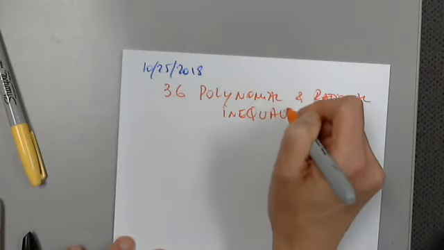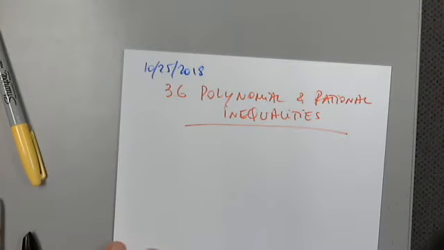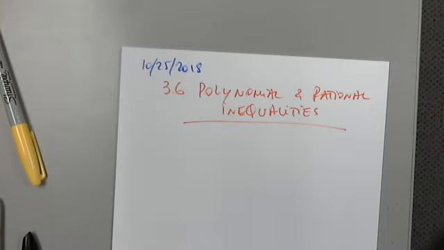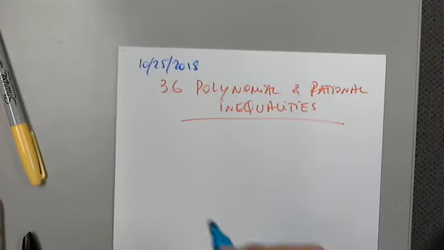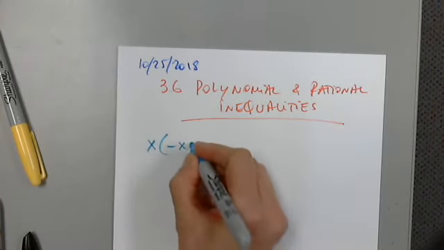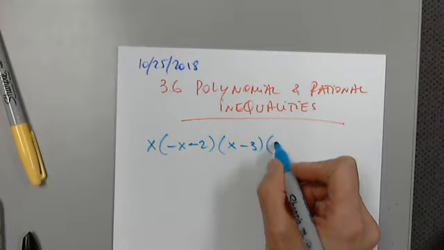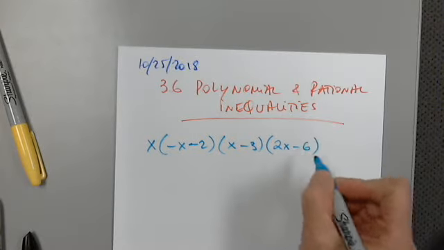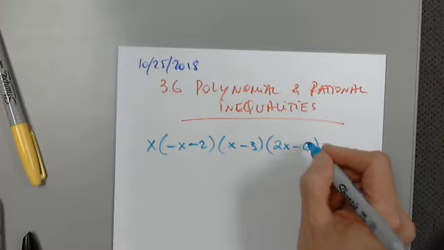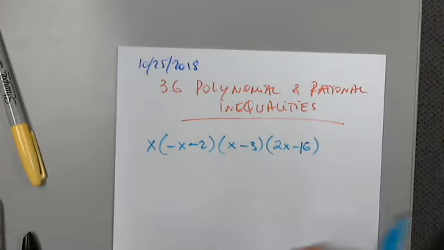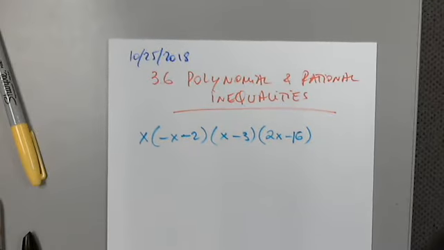Inequalities. Again, these are not difficult, but they're not simple situations like linear, absolute value, or compound that we looked at before in chapter 1. Okay, so let's take a look at x, negative x minus 2, x minus 3, and 2x minus 16. Let's say you want it less than or equal to 0 or greater than or equal to 0. It doesn't matter. We just want to make one up.